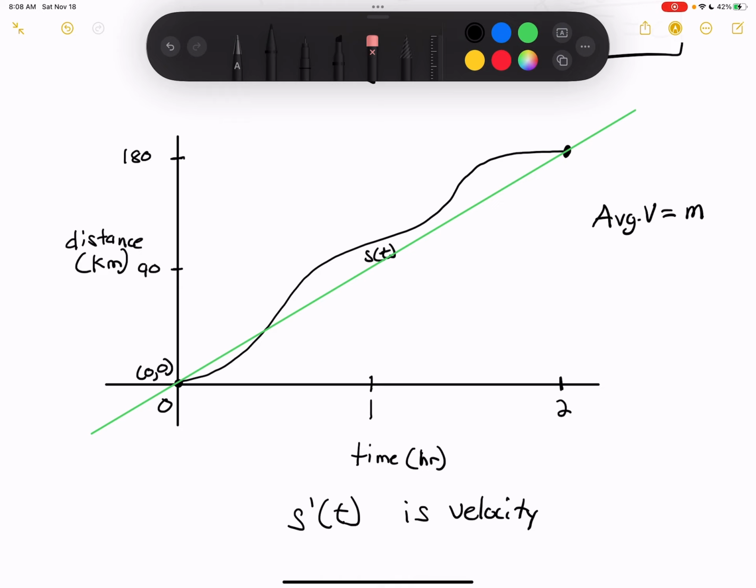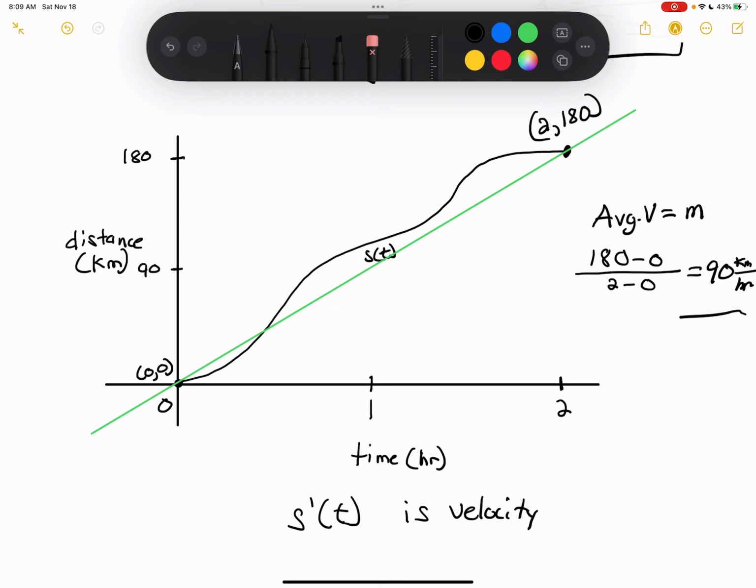And the slope, well, the formula for slope when we have 2 points here. By the way, this point is (2, 180). And this point here is (0, 0). So let's just find the slope. That'd be subtract the y's and subtract the x's. So the average velocity over these 2 hours was 90 kilometers per hour.